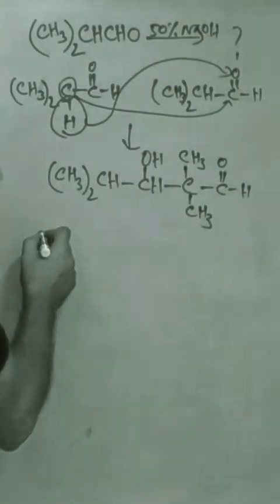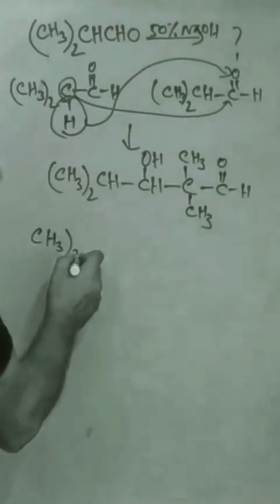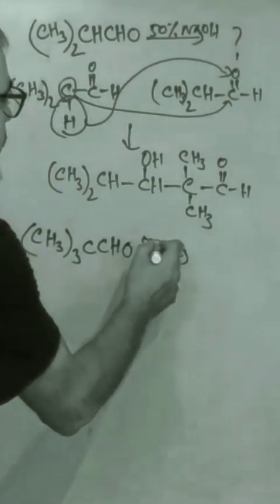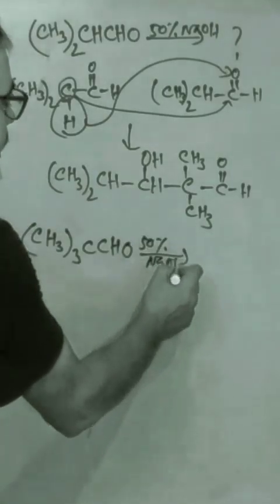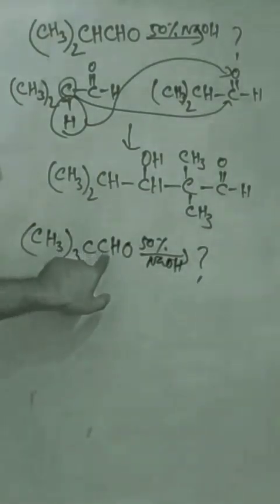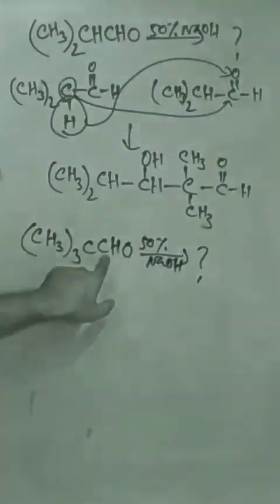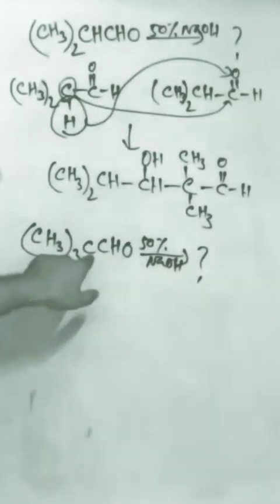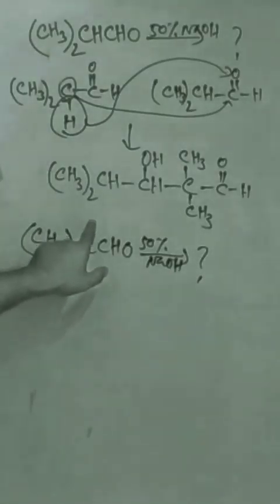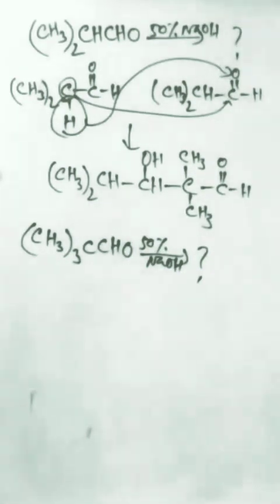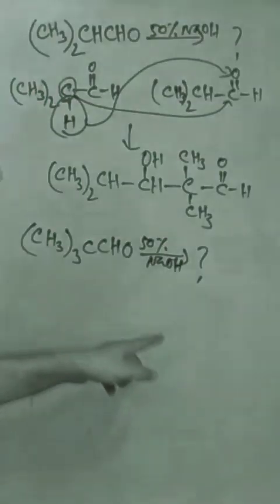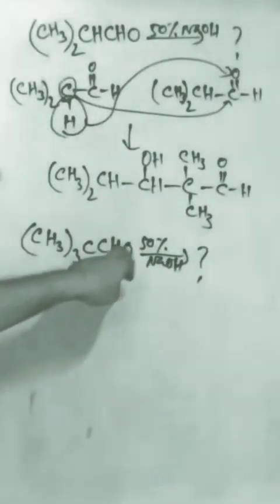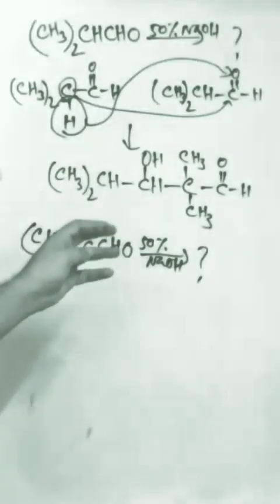Now what happens if the question is (CH3)3C, then CHO, then 50% NaOH? What happens? Now this one is the carbonyl carbon, and the carbon bonded with this carbonyl carbon is the alpha carbon, and you can see that here no hydrogen atoms are bonded with this alpha carbon, so no alpha hydrogen atoms are there. So this reaction will follow the Cannizzaro reaction. Now in the Cannizzaro reaction, what happens? This group changes only and the remaining remains the same.